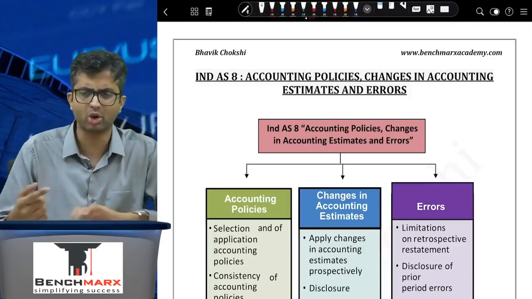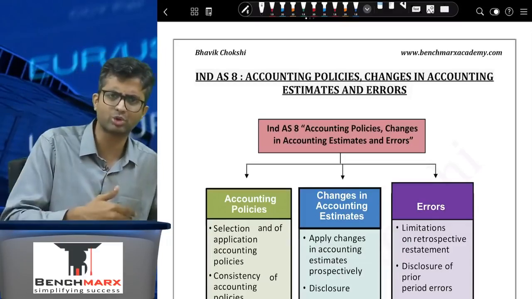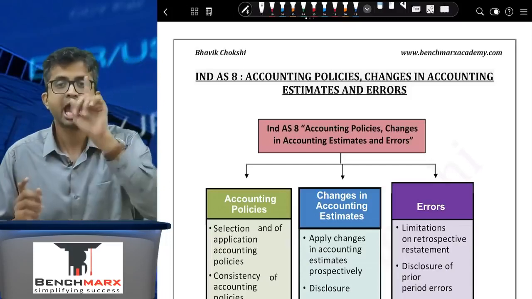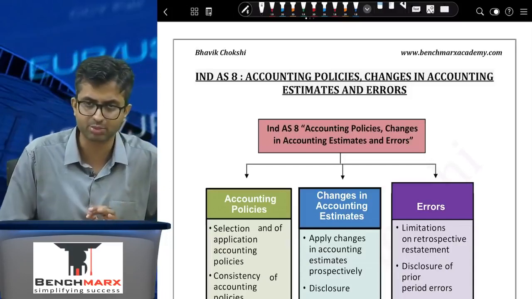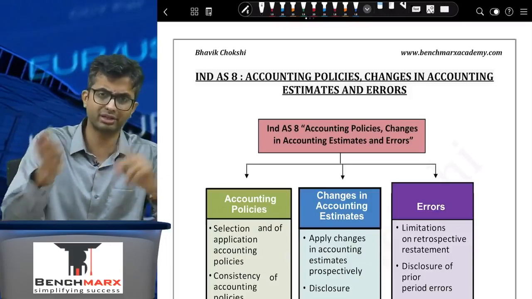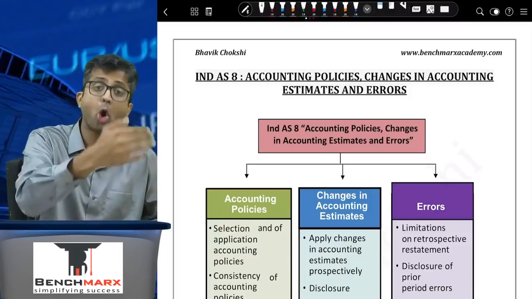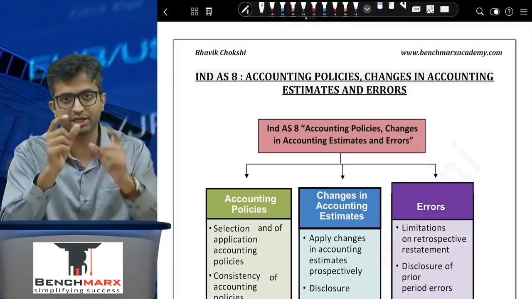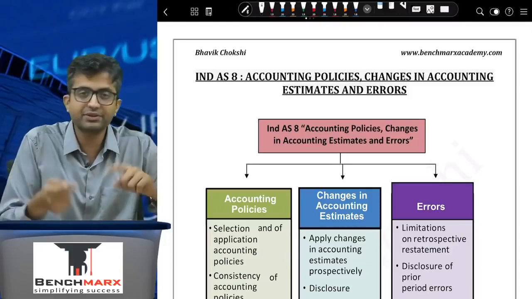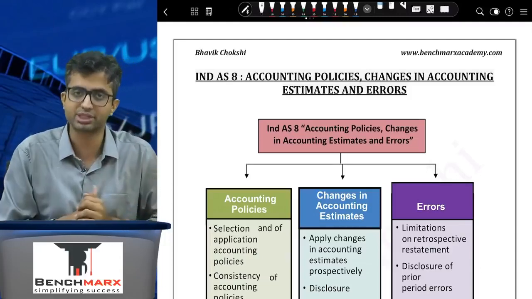Recording sales twice, or forgetting to recognize sales, forgetting to recognize depreciation, are all errors. Errors require a retrospective restatement. That is, you will restate the error in the previous year or the period prior to the previous year, that is in the opening balances, as if the error was actually rectified in that respective year.